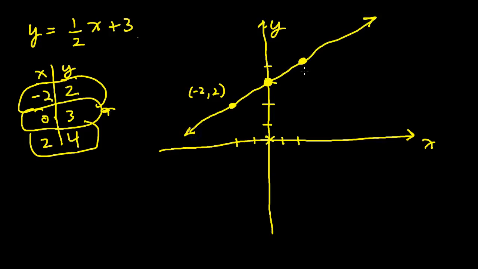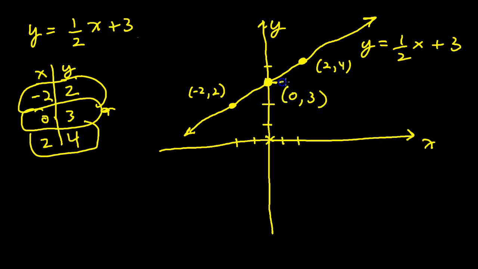All right, so I'll connect the dots and label the line with the equation that generates it. And I'll label these points. When x is 2, y is 4. When x is 0, y is positive 3.